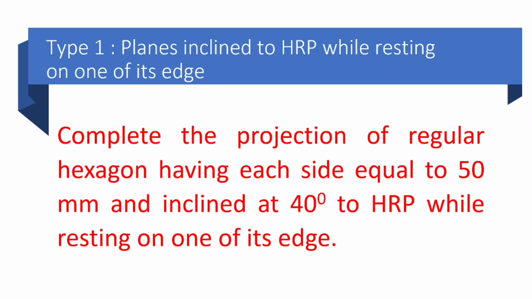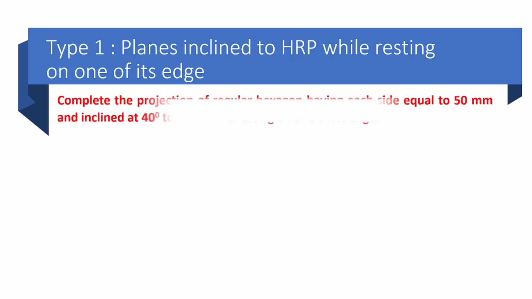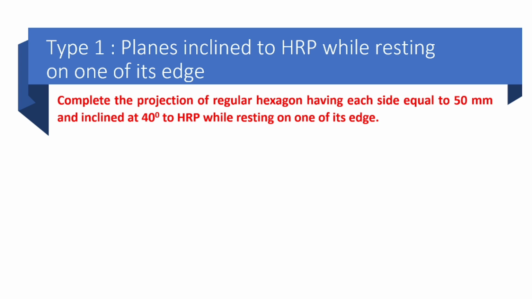The problem is: complete the projection of a regular hexagon having each side equal to 50 mm, and the plane is inclined at 40 degree to HRP and the plane is resting on one of its edge. In order to solve all these problems based on projection of a plane, we have to identify the answers to the 4 points.